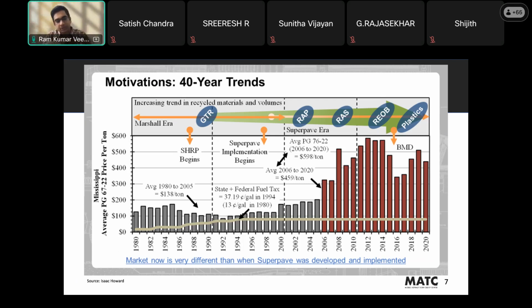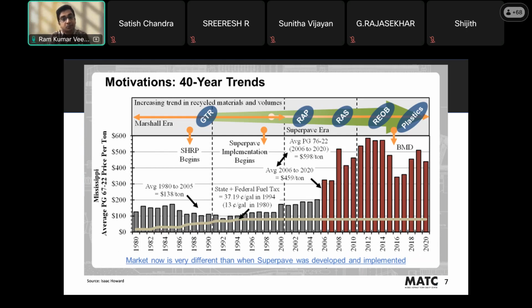So what you see over here is the average price for a PG67 binder from 1980 to 2005, which was $138 per ton, and this was during this Marshall era. At the top, you would see all the different eras: the Marshall era, the Super Pave era, as well as now the balanced mix design era that we are right now in. So as I mentioned, in the Marshall era from 1980 to 2005, the average price of a PG6722 binder was $138 per ton.